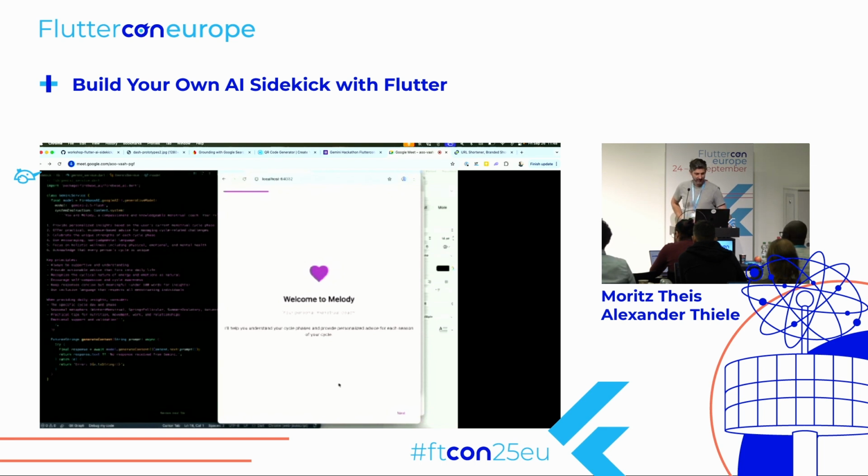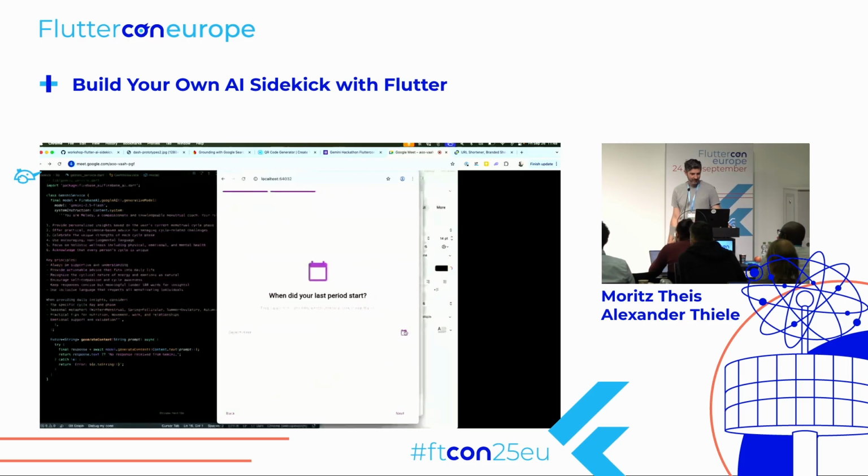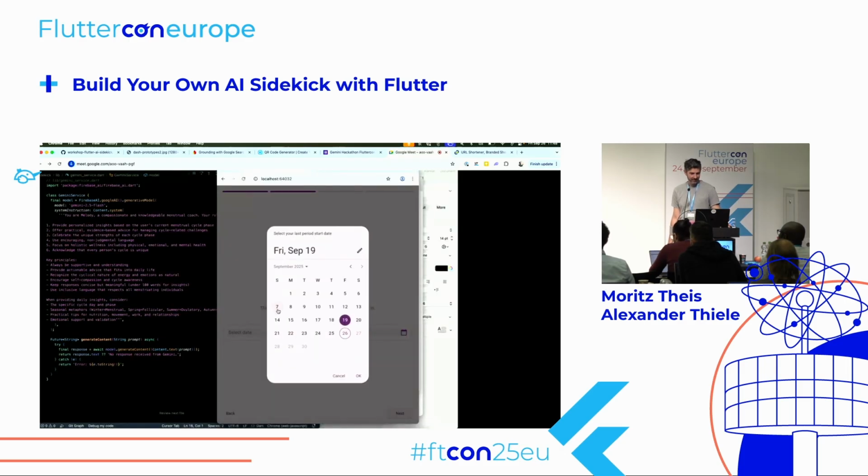Well, anyway, this is Melody, which is a menstrual tracking app. It's here to help you find out what's going on in your body at this time of the month. Oh, okay, you can read it now. Great. So it starts by asking you when your last period started. I'm sure this is really relevant to most of you guys.